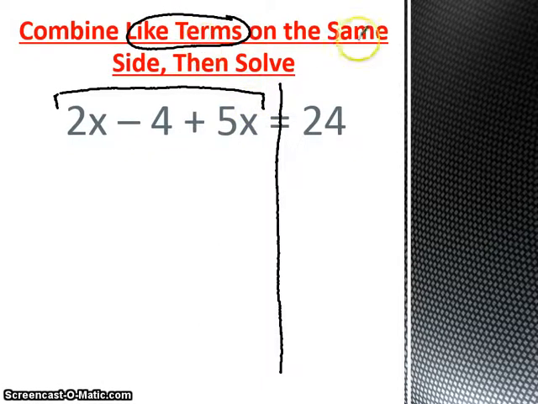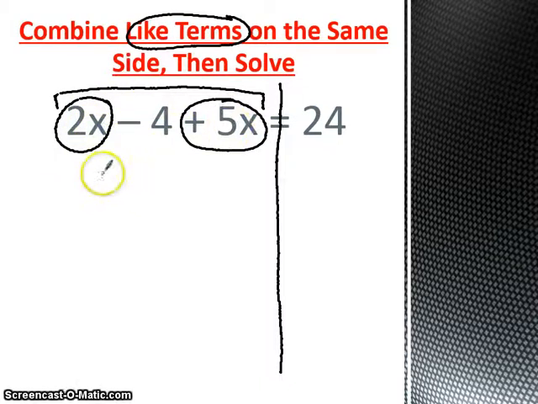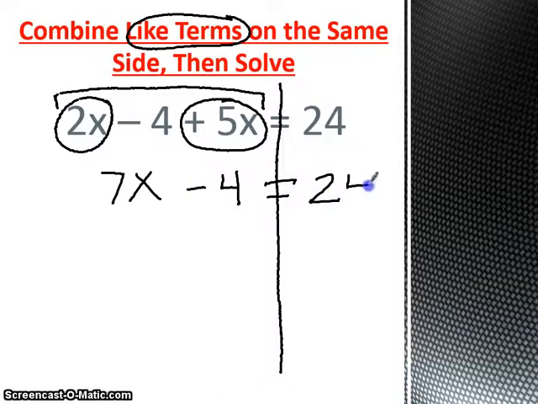When we have like terms on the same side, we will just combine those like terms. So what is 2x plus 5x? Well, 2x plus 5x is the same as 7x, so we can rewrite this side of the equation in an equivalent way by writing 7x minus 4 equals 24. We have not changed the value of the equation, we just wrote it in an equivalent way.